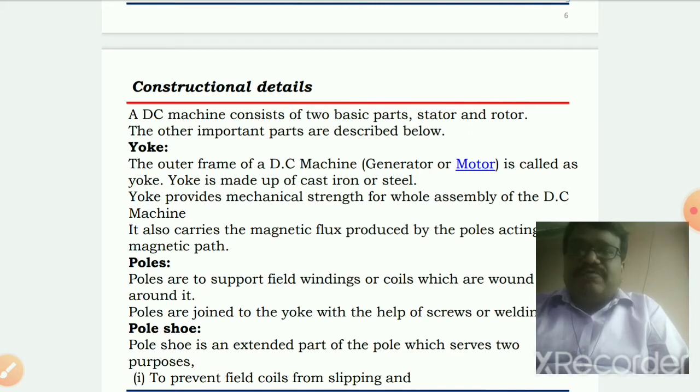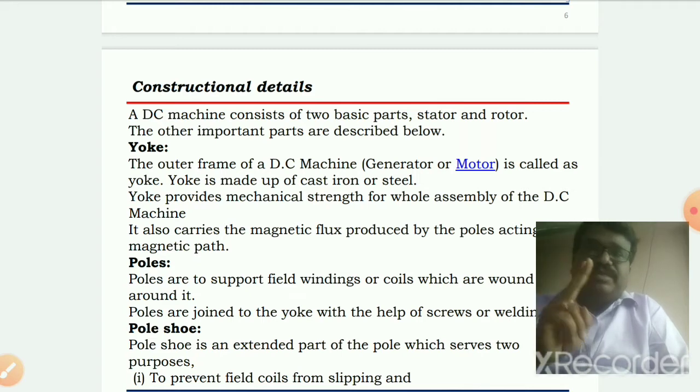Is skin of our body, like the yoke also serves the same purpose. That is, it covers the outer frame of the total body. It is made up of a material called cast iron or cast steel. So the main purpose of the yoke of the DC machine is that it provides the required mechanical strength for the whole machine.